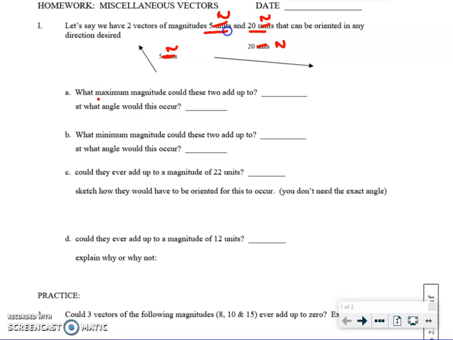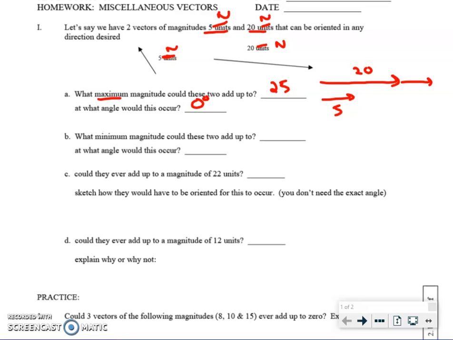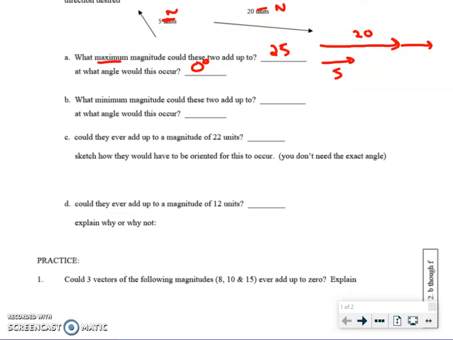So what's the maximum they can add up to? Well, if I have a 20 this way and a 5 pointing in the same direction, they're going to add up to 25. And so what we want to talk about is, what angle are they apart? What's the angle between them? Or I could attach the 5 right there. So what I want you to understand is, when they're pointing in the same direction, the angle between them is 0 degrees. They're pointing in the same direction, so there's no angle between them. It's not going to be 180 just because I made a straight line here. That's a simple mistake to make.